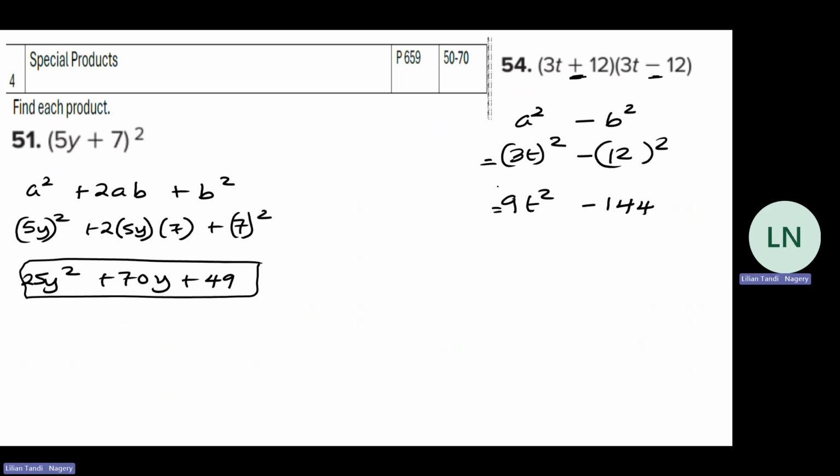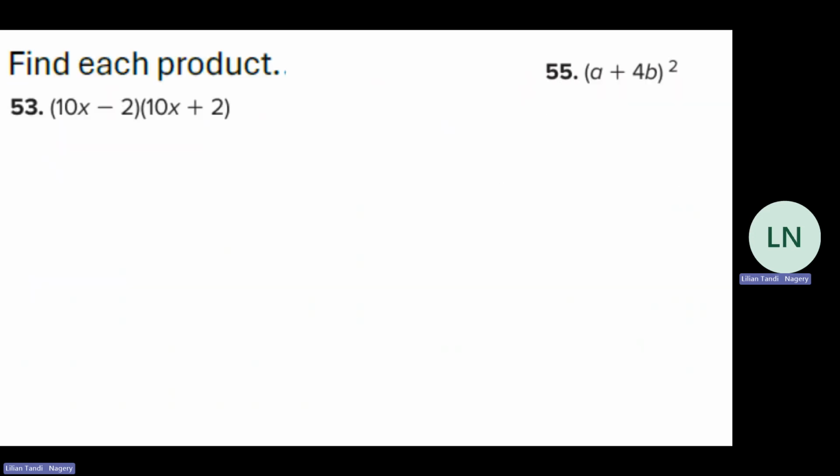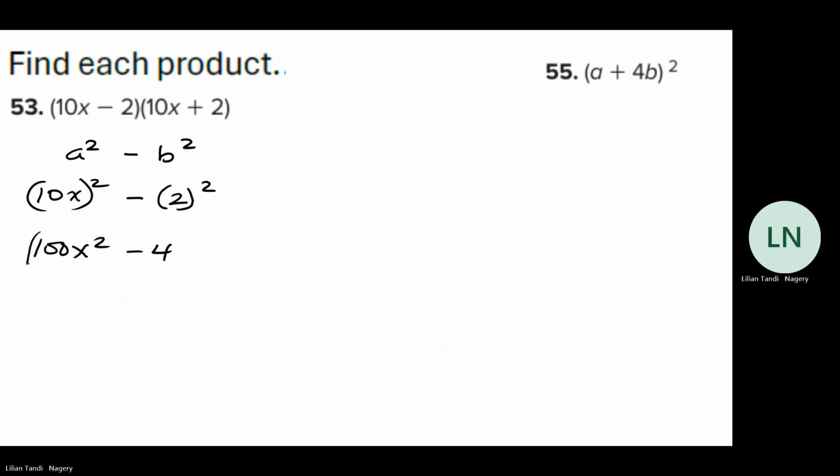You have to know your times table, so you don't always have to use the calculator. Okay? Same thing here. This is the product of a sum and a difference. So my answer will be a squared minus b squared. So 10x is my a, minus 2 squared. This is 100x squared minus 4. And I box my answer.